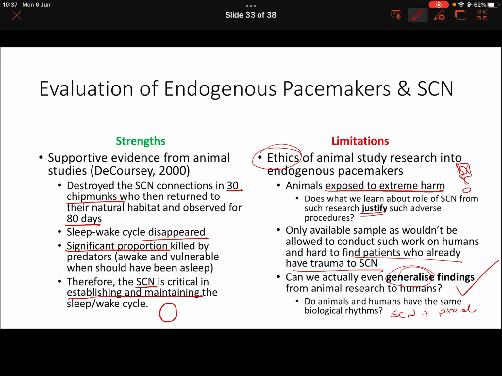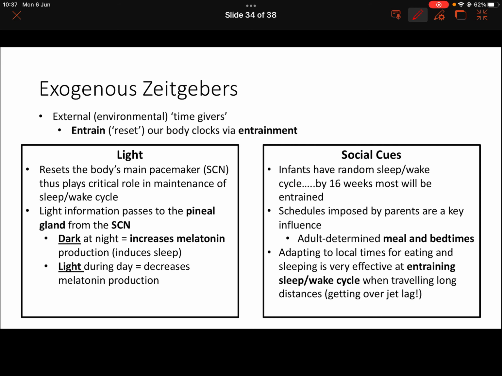Okay, so that is endogenous pacemakers. Let's take a look now at exogenous Zeitgebers. The word Zeitgeber is a German word meaning time giver. Exogenous Zeitgebers, these are external factors in our environment that reset our body clock through a process known as entrainment. Basically, they keep our body clock in line.